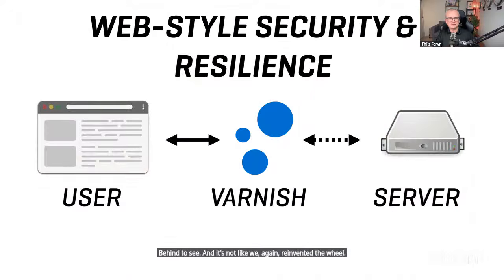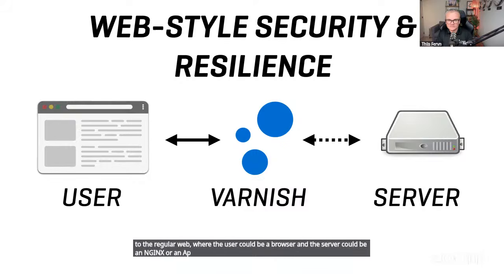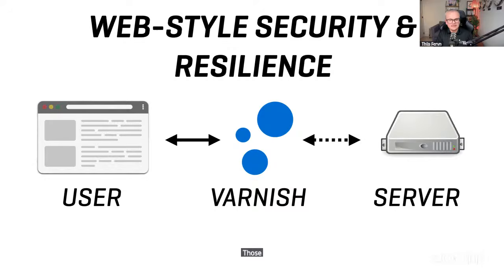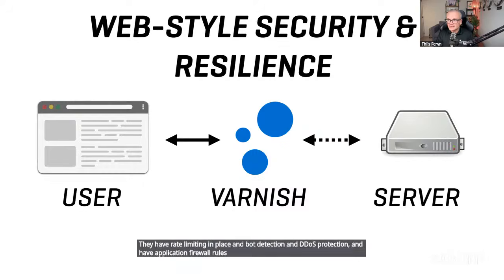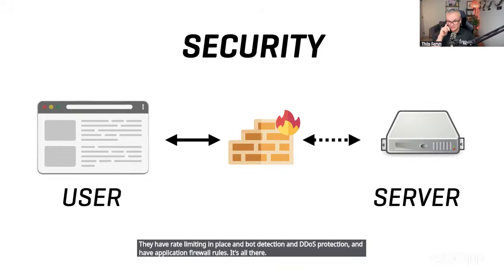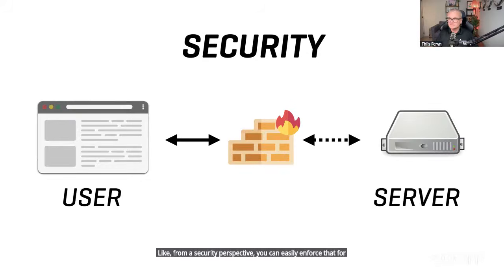These are things that have been out there in the traditional web style security and resilience. If we take it back to the regular web, where the user could be a browser and the server could be an Nginx or an Apache server serving static websites, those things have been there for years, maybe even decades. If I refer back to the CDN market, they have rate limiting in place and bot detection and DDoS protection and have application firewall rules. It's all there. From a security perspective, you can easily enforce that for websites.